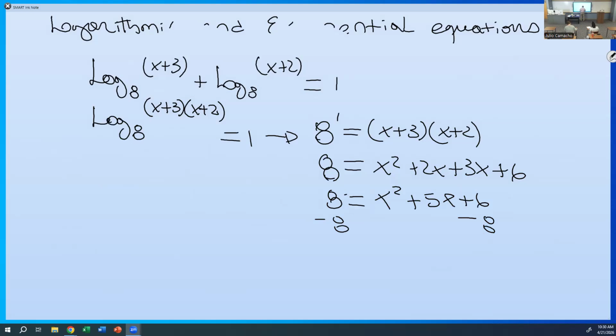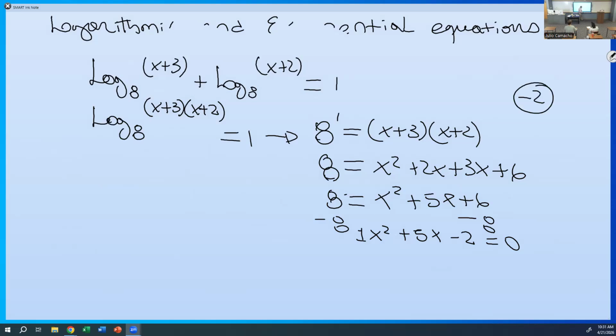And you have x squared plus 5x. And you have a positive 6 and a negative 8, which will be negative 2. Negative 2 equals 0. So what do we do next? You're going to take the coefficient 1 times negative 2, the leading coefficient of 1 times negative 2. It will be a negative 2.